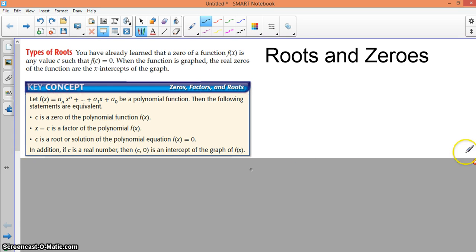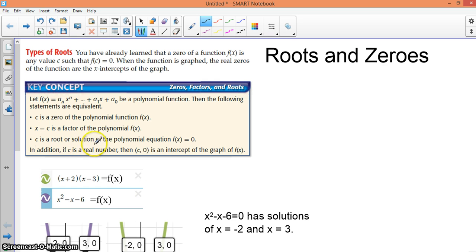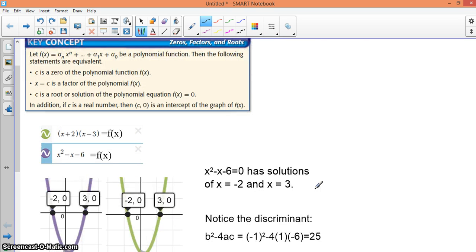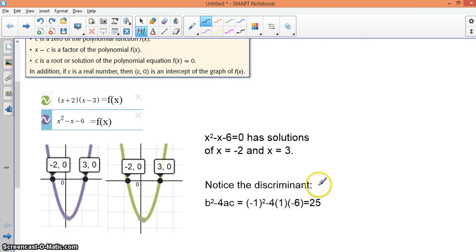And last but not least, if you have a real root, a real 0, or a real solution to the equation, those will give you x-intercepts of the graph. Here's a little quadratic example, and I chose quadratic because it's stuff that hopefully you feel pretty comfortable with, as we did in the entirety of chapter 5. I plotted the same function twice, but in two different formats.